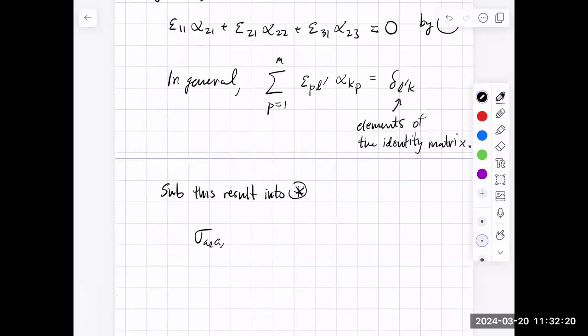Okay, so equation star was an equation for the sigma squared of AL prime. And what we had is a sum over P from 1 to M, and then we had epsilon PL prime, and then we had this other sum, which we've just determined is equal to the delta function, delta L prime K.